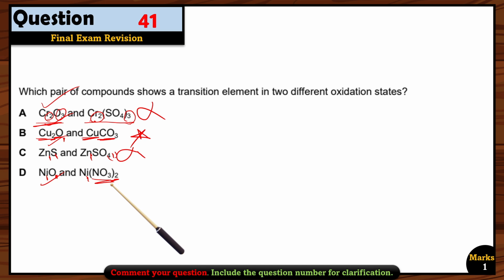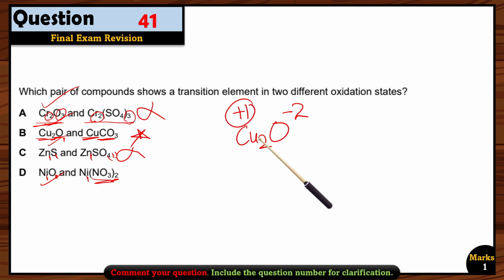Let's see which option is right. For copper, here copper is Cu2 and oxygen is how much? Oxygen has the oxidation state of -2. So copper has the oxidation state of +1 because we have 2 copper, so each one will be +1 and it will be cancelled. So there, the oxidation state of copper is +1.